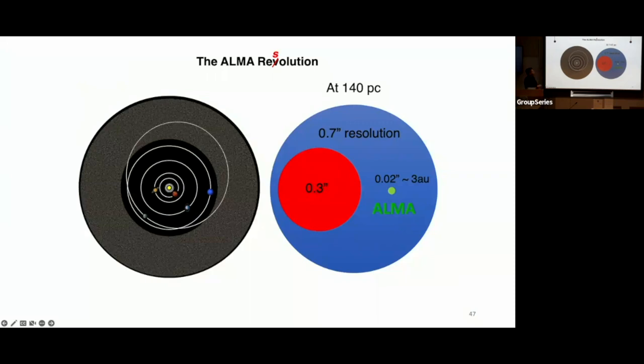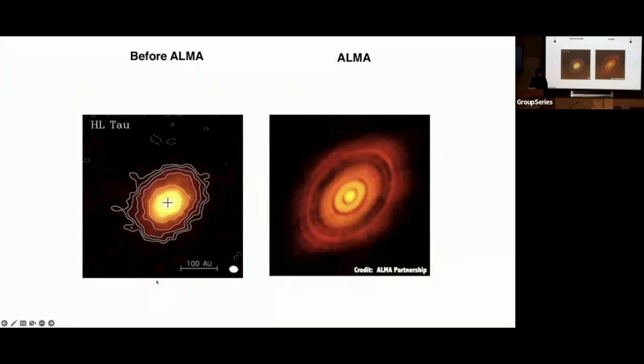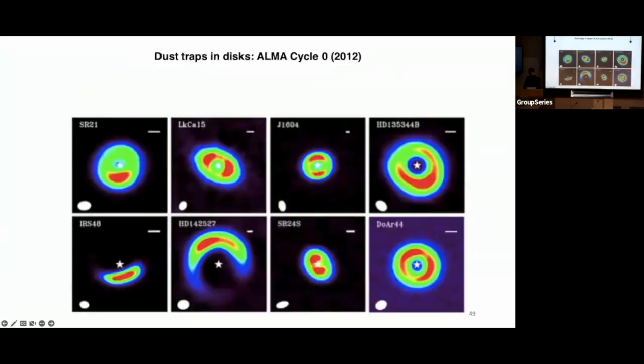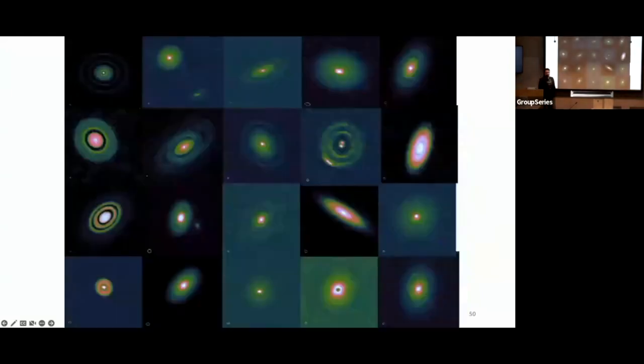This is what could be done way back when, right? I mean, if you put the solar system at 140 parsecs away, this is what could be done before ALMA, and this is what ALMA can do. So that's how much better the resolution got. That was HL Tau observed with CARMA, and HL Tau observed with ALMA. So fantastic. Well, the structures seen in disks also became much sharper. That was what could be done back in 2012 with ALMA cycle 0, and what ALMA is doing now. So way better resolution.